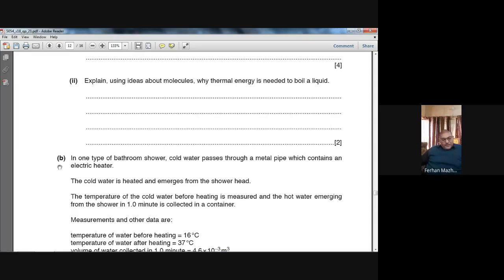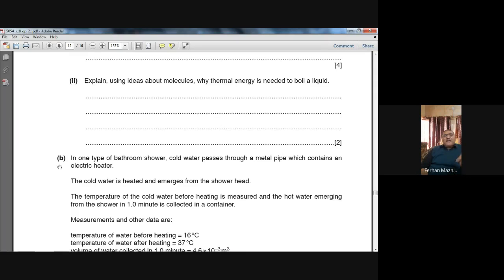During the boiling, the energy you provide is used to overcome the intermolecular forces. That energy is used to break the intermolecular bonds completely. That energy is used to move the particles away from each other. That energy is also used to overcome the atmospheric pressure. So for these purposes, you need energy during the boiling.